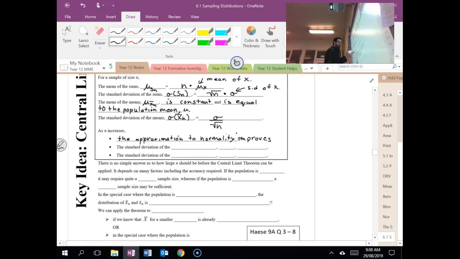And the standard deviations of sums. So as n increases, the standard deviation of sums, which is sigma of Sn, is going to increase, but the standard deviation of means, sigma of x bar of n, is going to decrease.